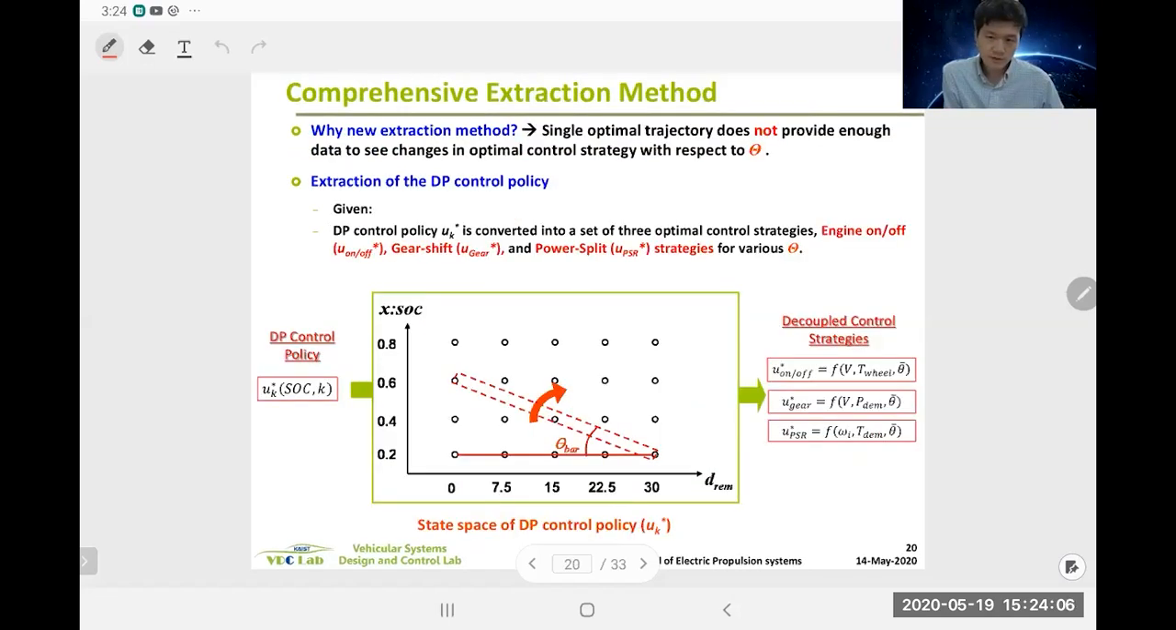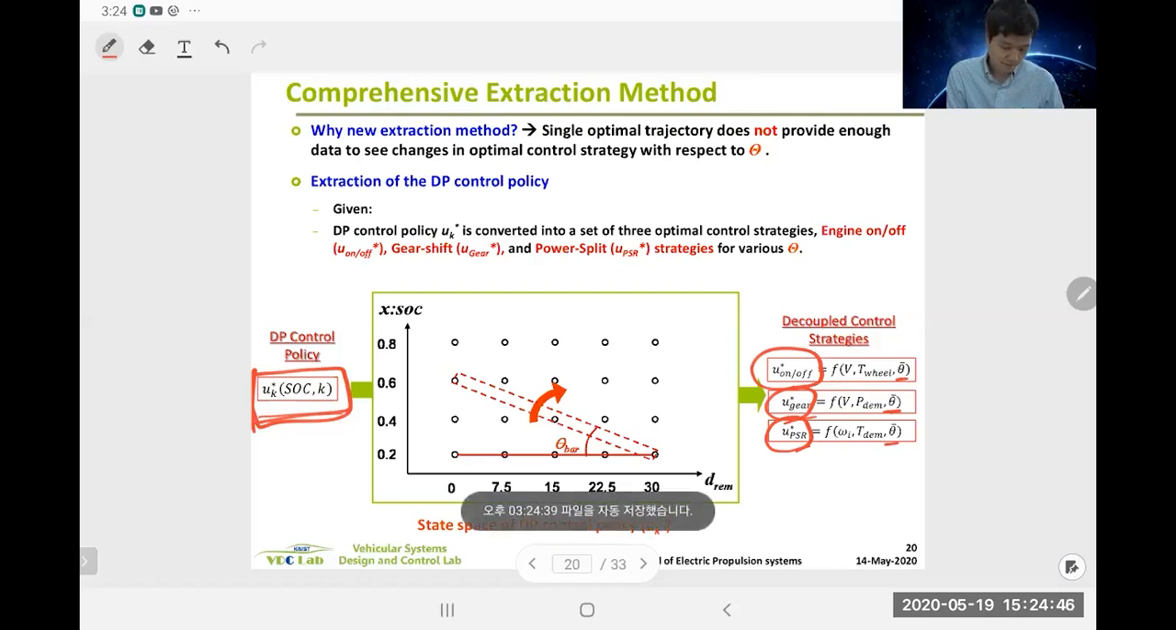So now we are going to change theta. So this was the optimal control policy we are given for all k, for all SOC, right? But now what we want to analyze or find is engine on-off strategy as a function of theta, shift strategy as a function of theta, and power split ratio strategy as a function of theta. How would you do it?